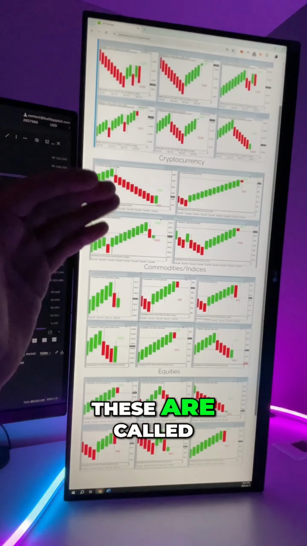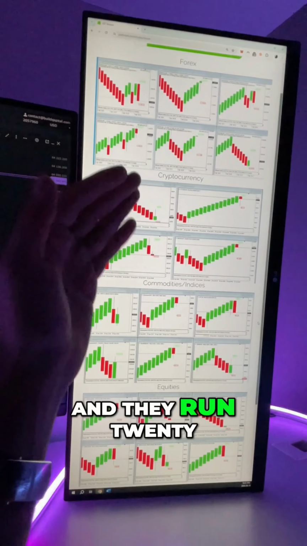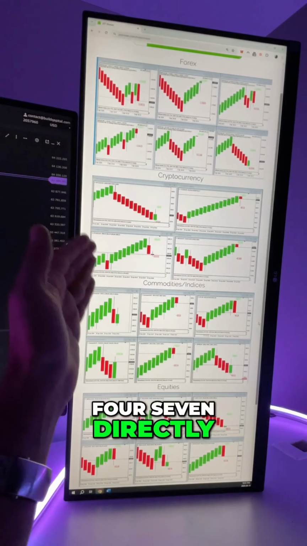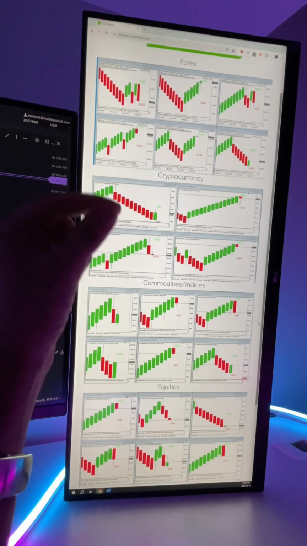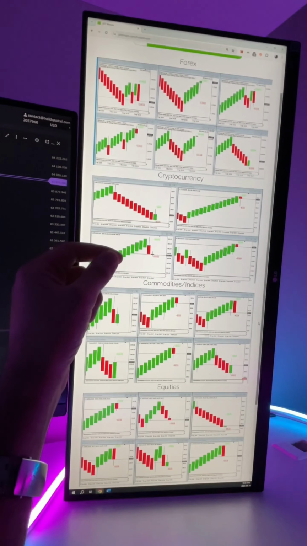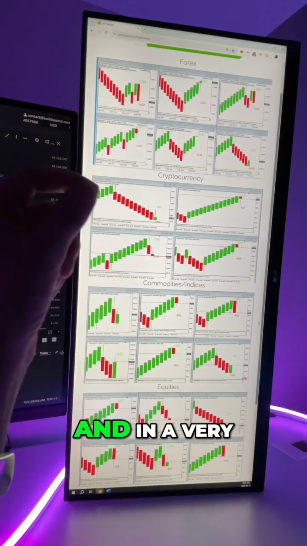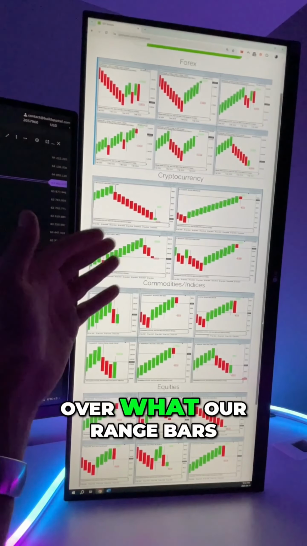Now, these are called our range bars. They run on all of the markets and they run 24/7 directly off of our servers. We're able to use the range bars to enter and exit our trades in a very strategic, very systematic manner. So today, let's go over what range bars are.